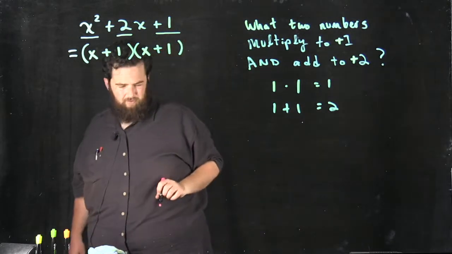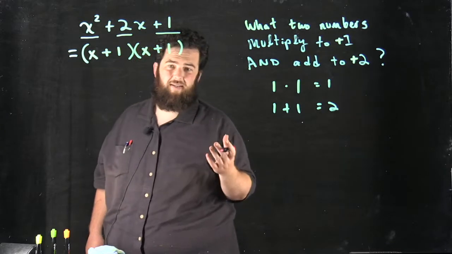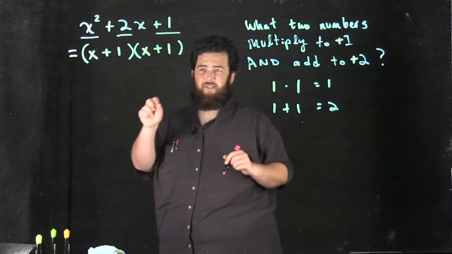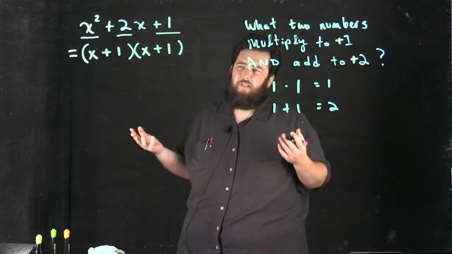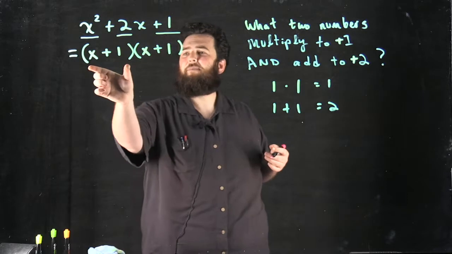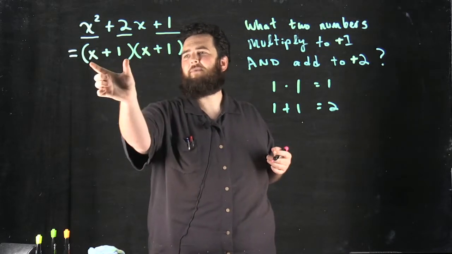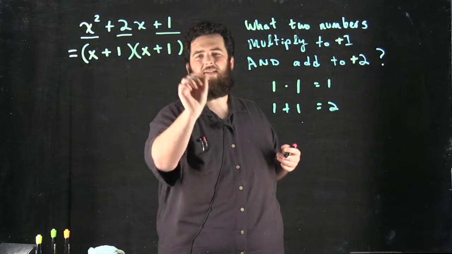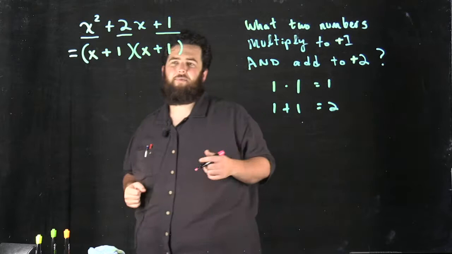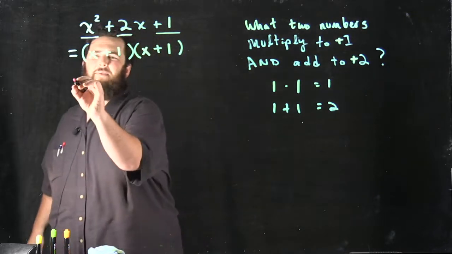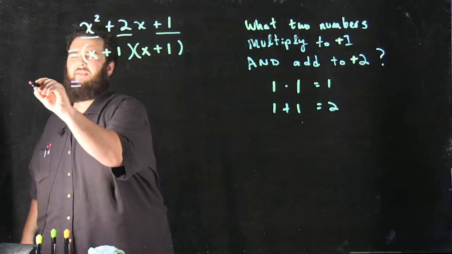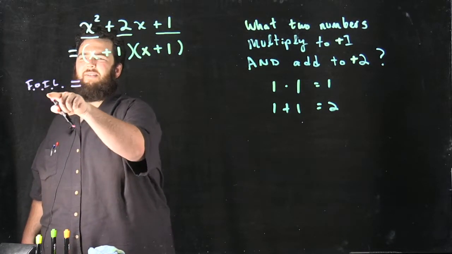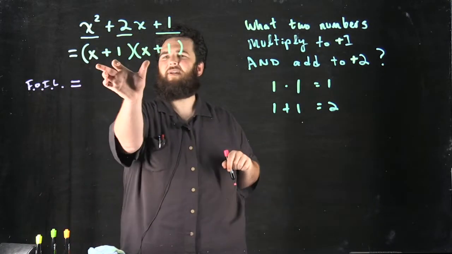Okay. Well, I guess some people like to use the FOIL method, right? The first, outside, inside, last. You could also think of this as a distribution over addition. So we're going to multiply x plus 1 times x, and then multiply x plus 1 times 1, and then add those. So however you'd like to do it, maybe we'll do it both ways. Let's call this the FOIL. First, outside, inside, last. That means let's multiply the first ones first.